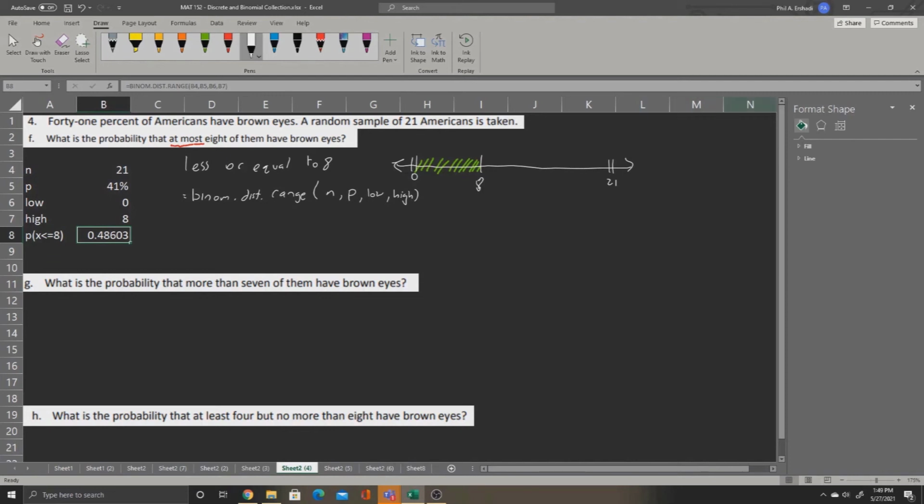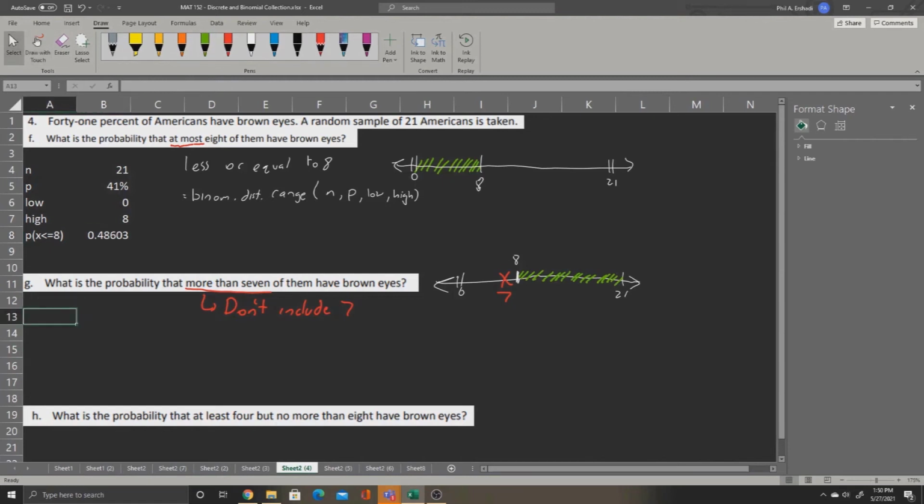Now in part G, we are asked the probability that more than 7 have brown eyes. Now, this doesn't mention being equal. It says strictly more than 7. So more than means don't include 7. When we draw our picture, place a mark at 0 and a mark at 21, and we'll place a red X on 7 to remind ourselves not to include it. Now we want to go more than that, so more than 7, next number up is 8. And we're going to include everything from 8 upward to 21.